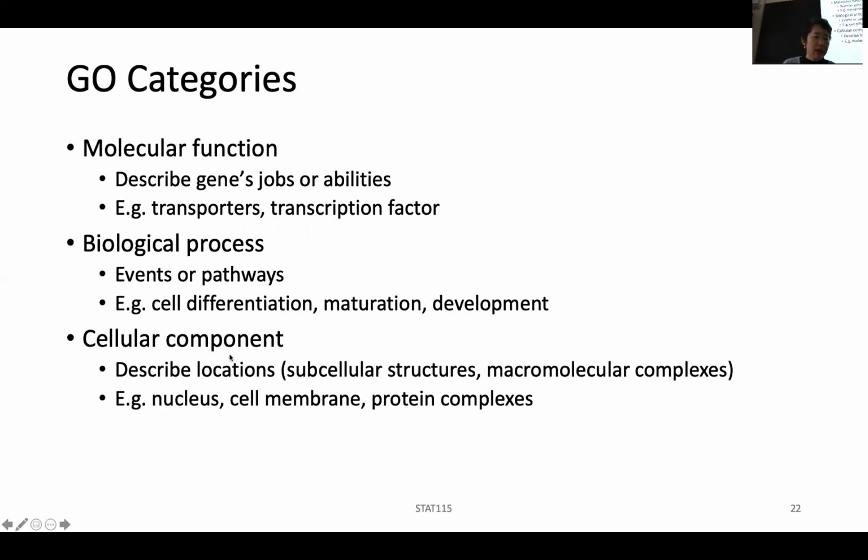And the third annotation for each gene is a cellular component, which describes the location of this gene after it's made into a protein. Because when it's DNA, it's always in the nucleus, but maybe after the protein is made, they go to a specific subcellular structure or are part of a macromolecular complex. These are things like this protein is in the nucleus, it's on the cell membrane, it's in the mitochondria or in the proteasome and so on. And so every gene is given these 3 terms.